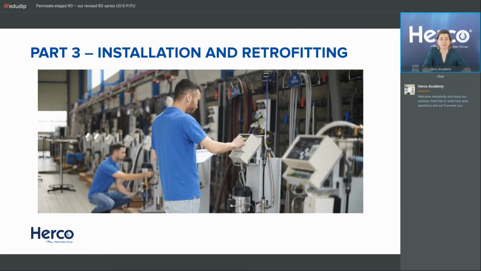We'll go directly to the installation actually. And we'll go into the retrofitting part because that's an important part. And that's a part where you need to think about a bit to get it right.